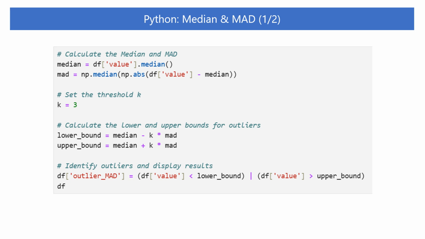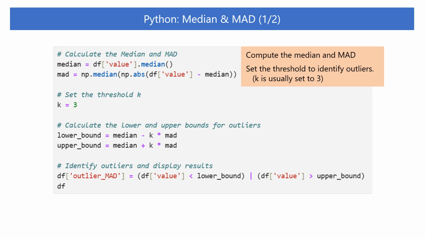Let's implement the method using median and MAD in Python. First, use the pandas median function to compute the median of the data. Next, we compute the MAD. We can compute MAD by taking the absolute value of each data point minus the median, and then computing the median among them.